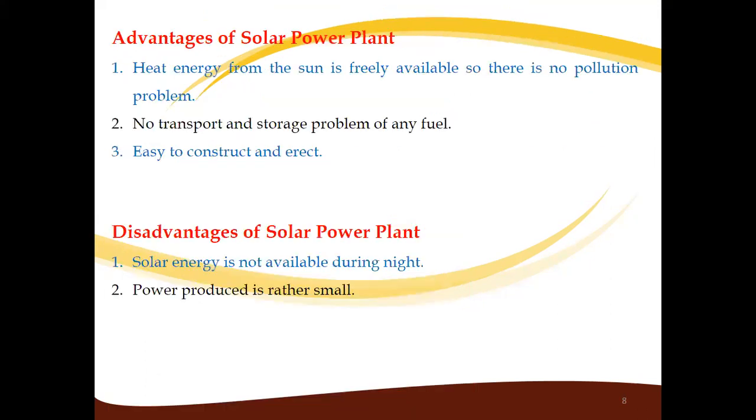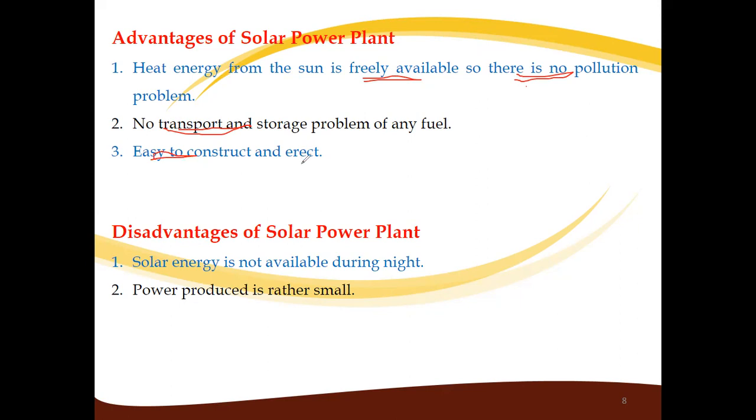So first advantage is the heat energy from the sun. It is freely available. So there is no pollution problem, and the energy is also freely available. Second, there is no transportation and storage problem of fuel, because the sun radiation is used, so no other fuel is required for this solar power plant. This solar power plant is easy to construct and easy to erect and operate.